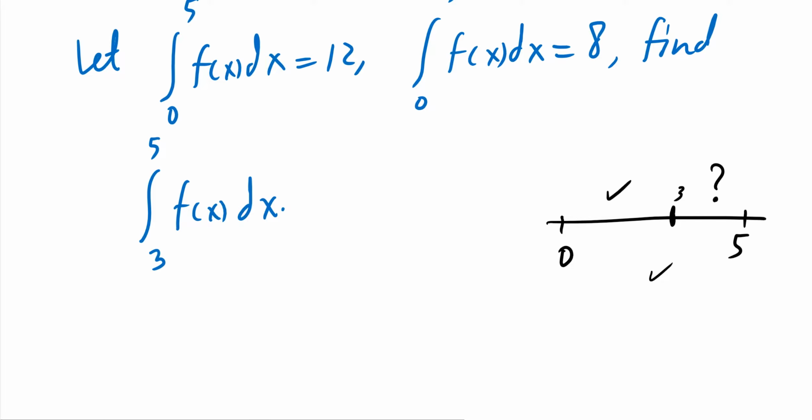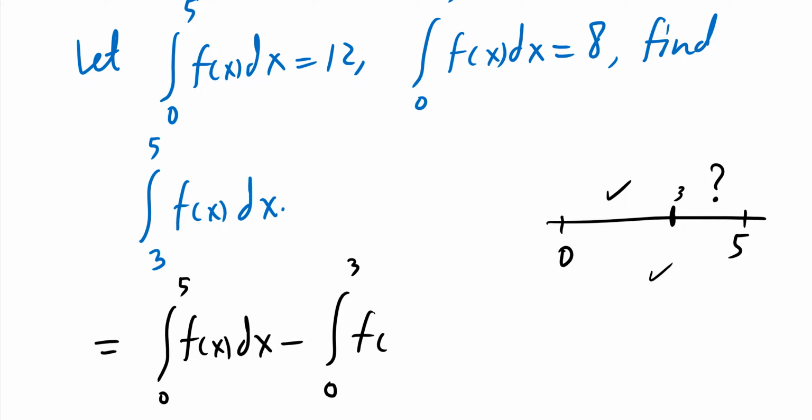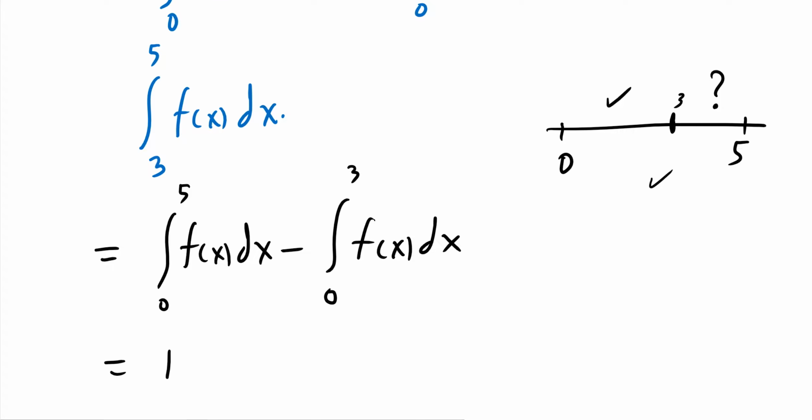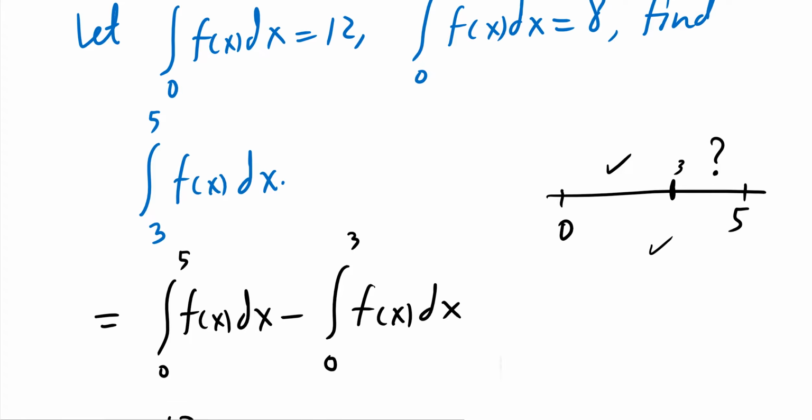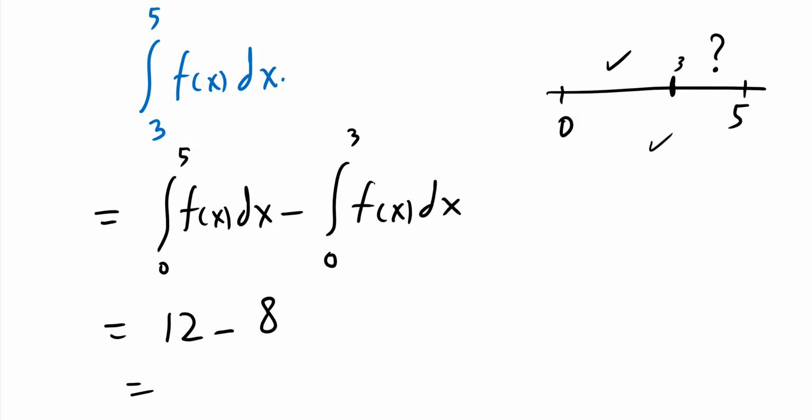So based on that number line, this equals, you can go the whole thing 0 to 5 and subtract 0 to 3. So you go 0 to 5, f of x dx, minus the integral 0 to 3, f of x dx. What's 0 to 5? It's given, 12. 0 to 3, it's given, 8. So this would be 4. So this is 8, this is 4. The whole thing is 12.